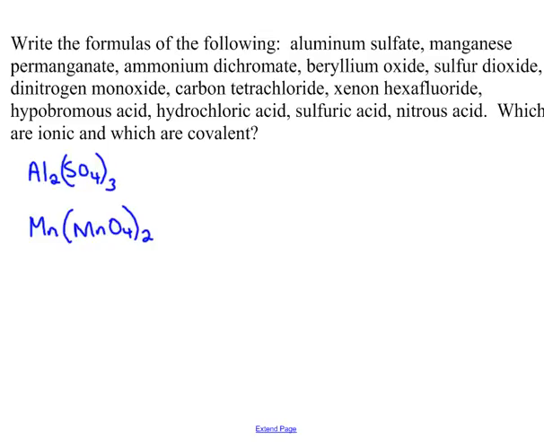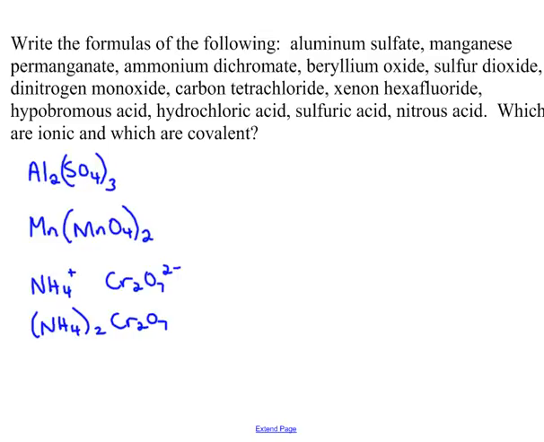Ammonium dichromate. I'll go through this one in detail. The ammonium ion is NH4+. The dichromate ion is Cr2O7 2−. The least common multiple of 1 and 2 is 2, which means I need 2 ammonium ions to make a total charge of plus 2. And I just need the 1 dichromate ion.